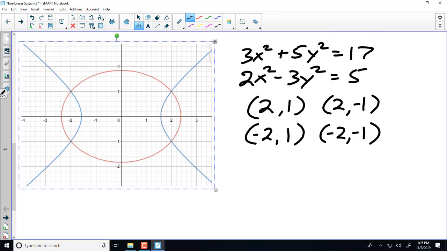This is the graph of the ellipse and the hyperbola we were just working with. You can see the 4 intersection points on here. This one right here is 2, 1. This one is 2, negative 1. This one over here is negative 2, negative 1. And this one over here is negative 2, 1. So those are the 4 ordered pairs we just found.